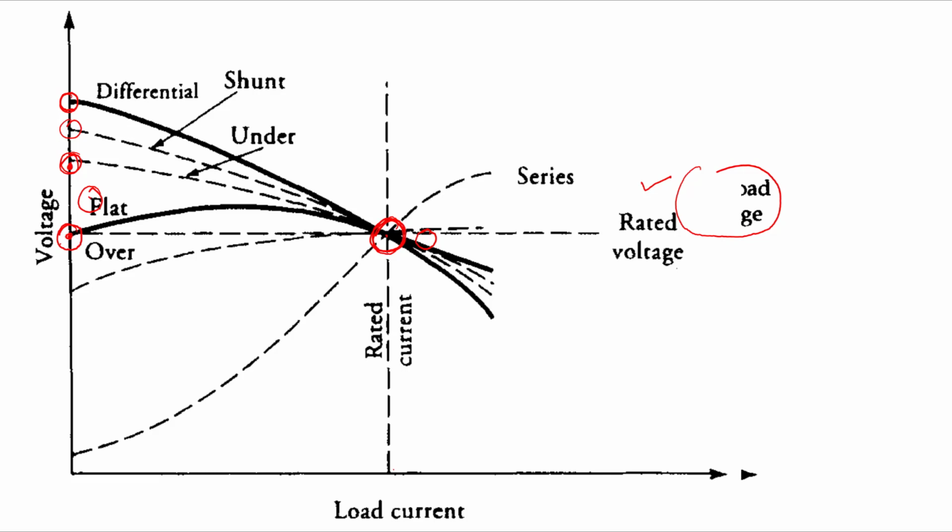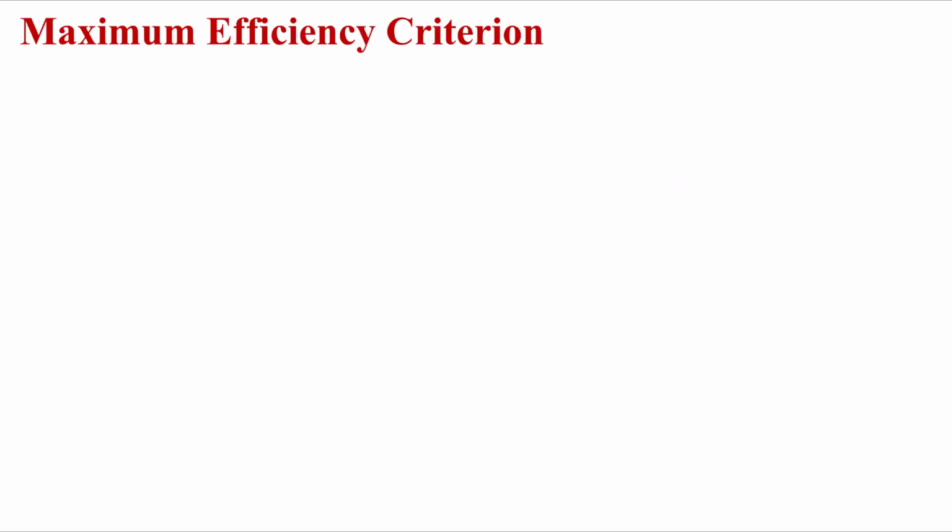Now this is your compound generator. Now we'll talk about the efficiency of the generator. So efficiency, we know, is P out by P in, very simple, right? Into 100, it will give me the percentage. Now I need to find the maximum efficiency criterion.